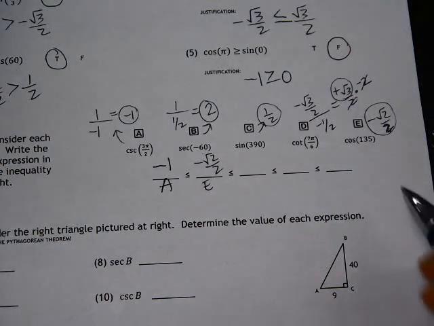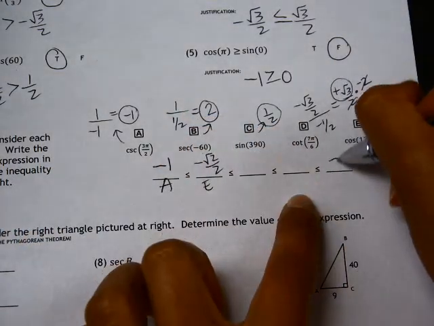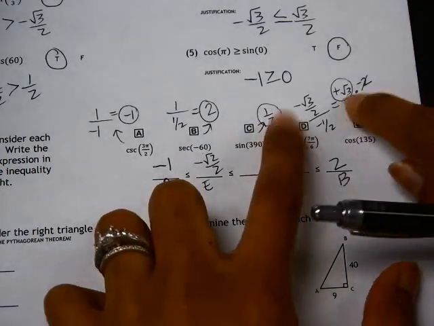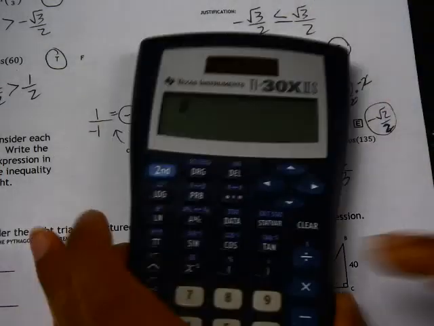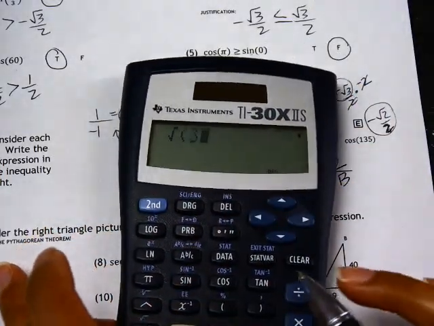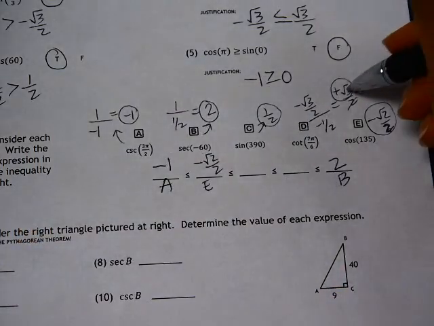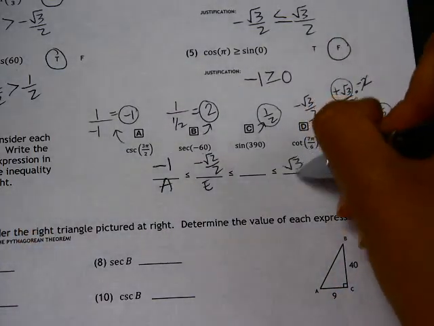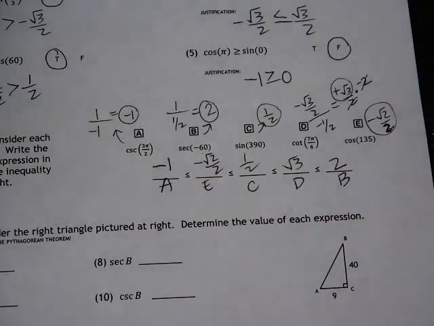Now if we look at the positives, obviously 2 is the largest one, so that's B. If you're not sure which one is larger, just check in your calculator. We know this is 0.5. Square root of 3 is 1.7, so this is larger, expression D, than this.